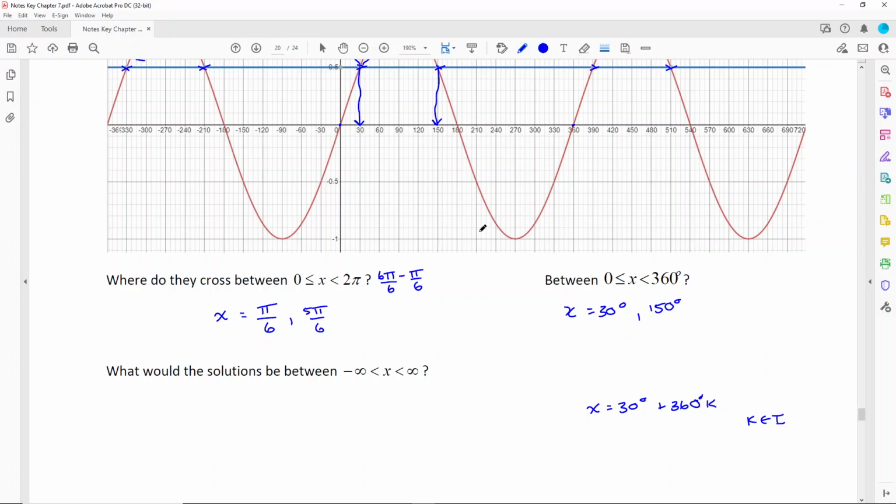Now, unfortunately, there's no way of combining the solutions of 30 and 150. So you literally just say, okay, that 30 degrees is going to happen every cycle.